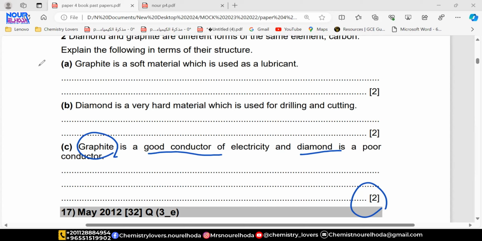Yes, that's true. Bravo, Yassin. Yes, I can say because it has free moving electrons. Free moving electrons, correct. But this is again not enough of an answer. You will take 1 mark. Why? Because the question is 2 marks. Here he's not talking about graphite only. It's talking about graphite and diamond. You got it? Yes, Miss. Okay.